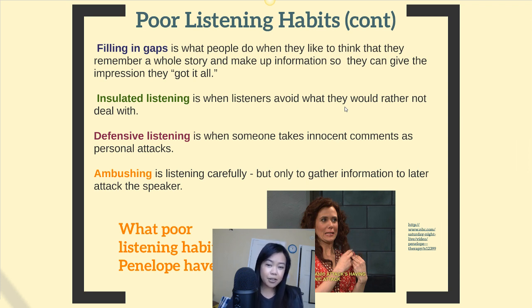Ambushing is listening carefully, but only to gather information to later attack the speaker. We have all been in a conversation or a conflict where we say something, and someone says, "Oh, so this is how it's going to be then." And then they ambush you, they pick out things that you're going to say, and then use that information, flip it upon you, and attack you with it, right? So again, it's very similar to selective listening, but it's more aggressive, because in selective listening, you're not necessarily selectively listening just to attack the other person, whereas with ambushing, you are picking out things that you want to use so that you can attack the person later when they're done talking.